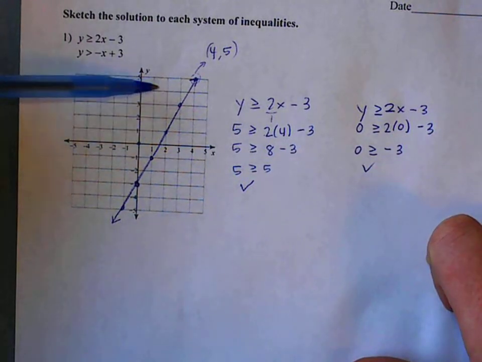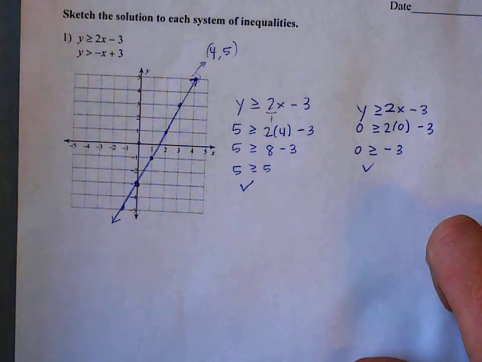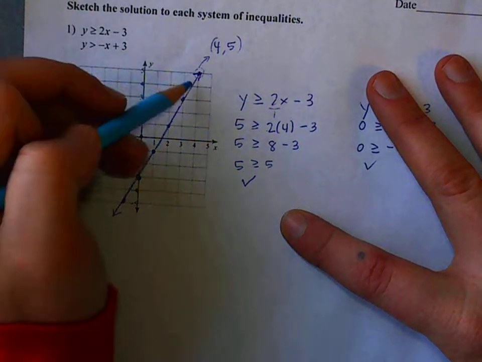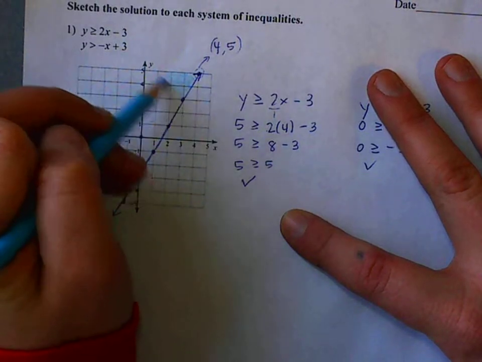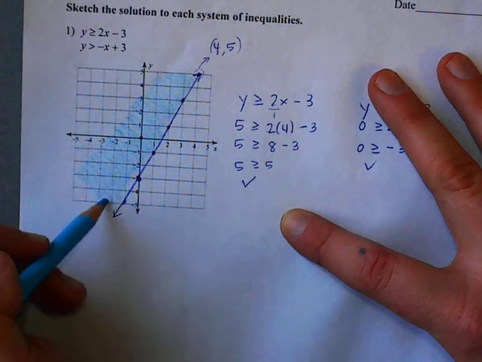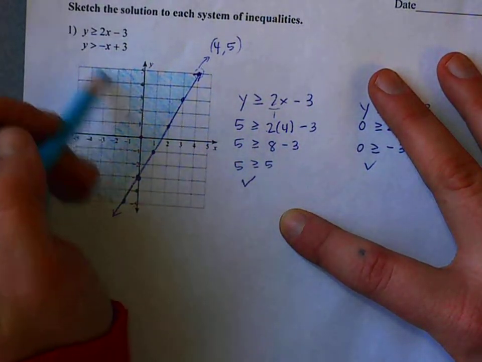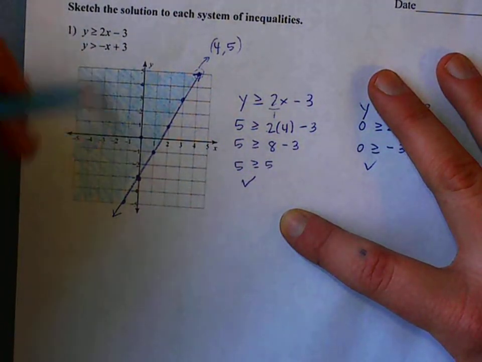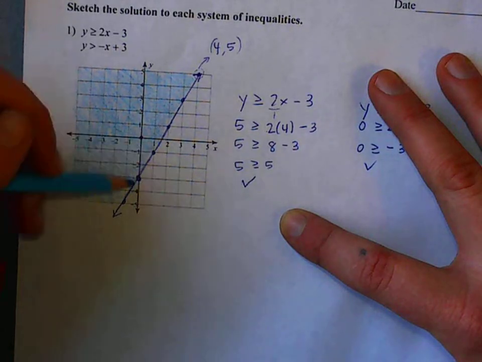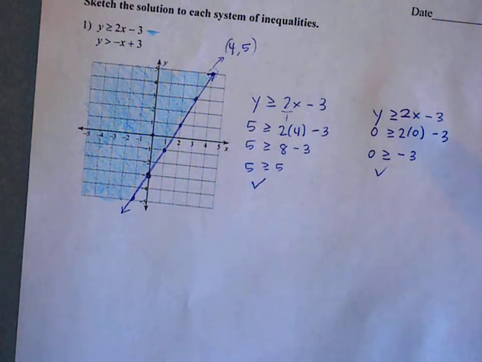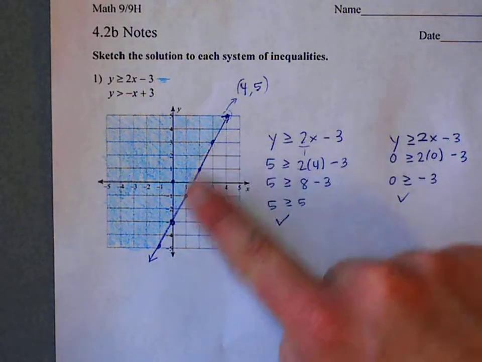So that means that any point on this side of the line will also make that work. The way that I show that any point on that side will make it work is I'm going to shade in everything on this side of the line, and I'm going to shade it with one color. Okay, I'm going to shade it in blue. So that shows me that anything on that side of the line will work. So this picture represents all the solutions to this one right here. That's all the solutions to the first one, the line and that side.